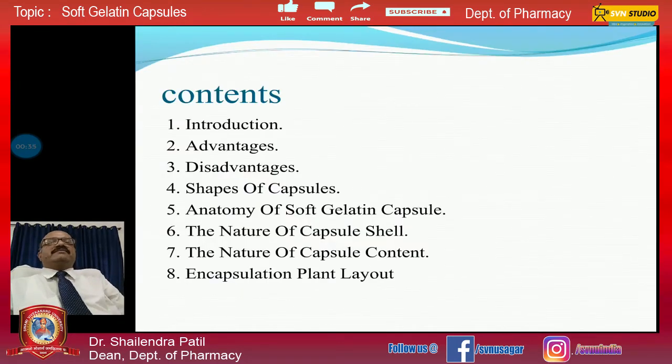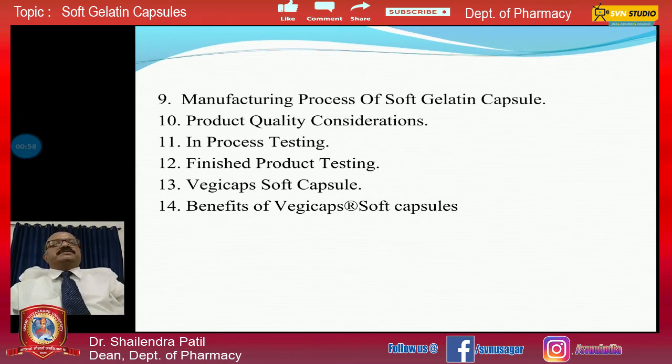The points which will be covered in today's lecture are the introduction, advantages, disadvantages, shapes of the capsules, the anatomy of the soft gelatin capsule, the nature of the capsule shell, the nature of the capsule content, encapsulation plant layout, the manufacturing process of soft gelatin capsules, product quality consideration, in-process testing, finished product testing, VeggieCap soft capsules, and the benefits of the VeggieCap soft gelatin capsules.